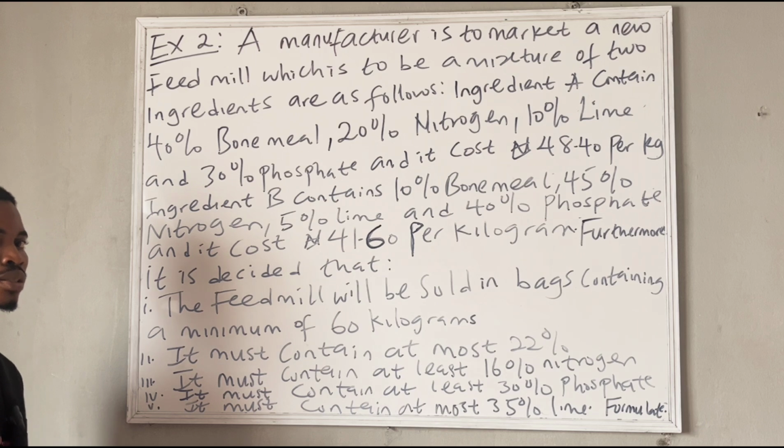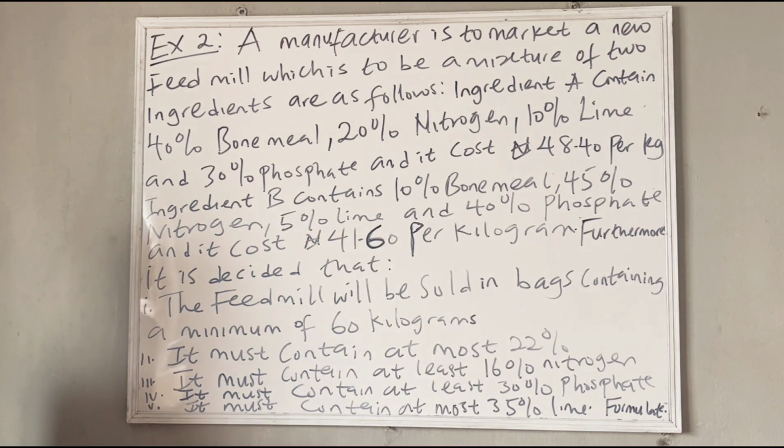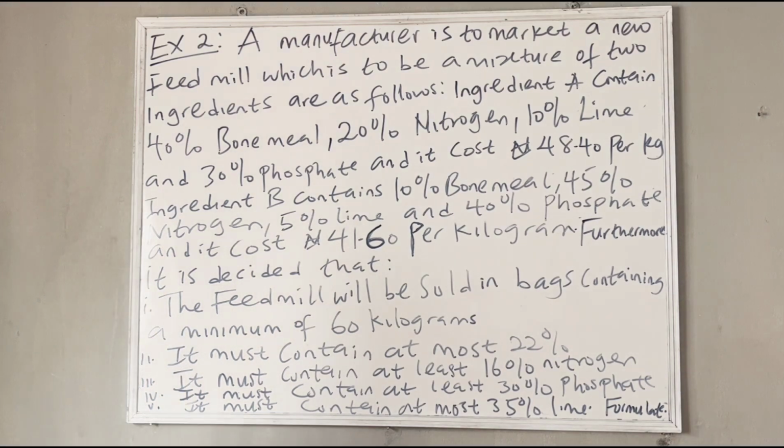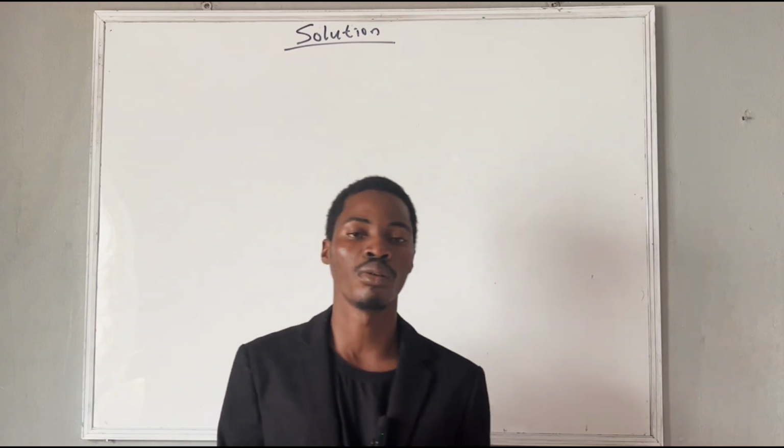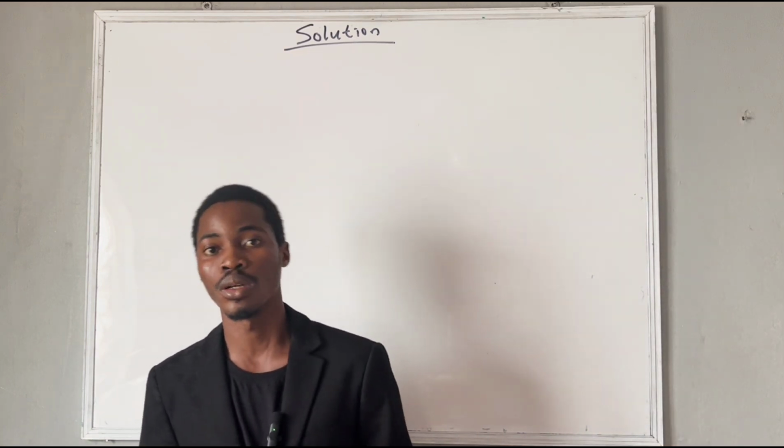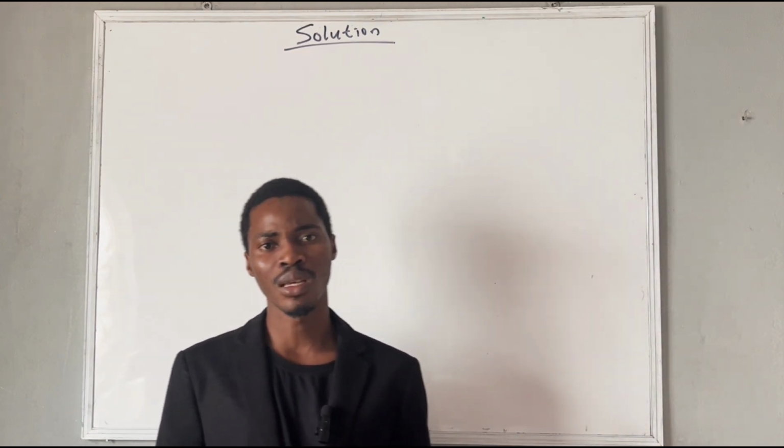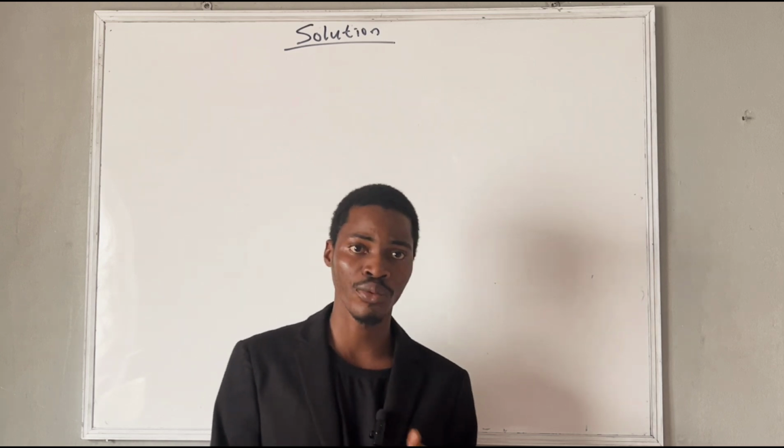How can we formulate this linear programming problem? You can make a screenshot of this because I have to rub it off to solve the solution here. So, the solution to this: we have to formulate the linear programming problem. Our first step is writing down the decision variable.